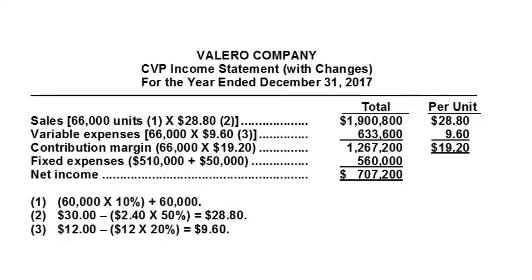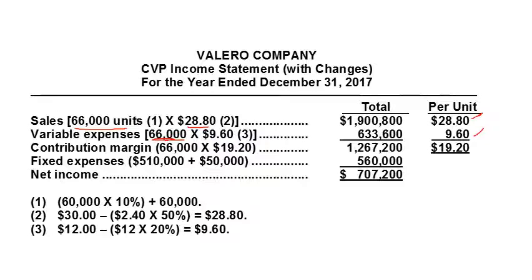So what we see, we have sales, 66,000 units, $28.80. So we do that expansion. Variable costs, 66,000 units, per unit of $9.60. So we'll do that extension. Contribution margin, 2880 minus 960 gives us 1920. When we extend that, it's 1,267,200. Our fixed expenses increase to $560,000, so our net income goes to 707,200.